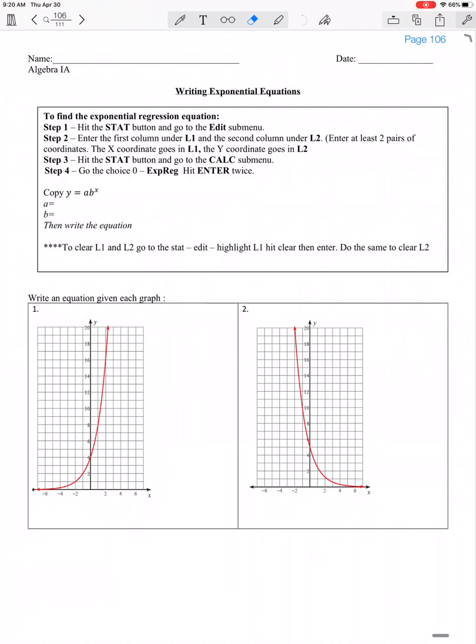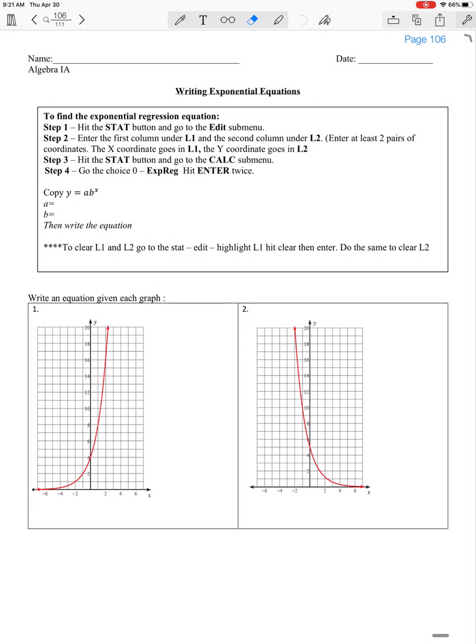Today we're going to be writing exponential equations. Yesterday you learned what the equation of an exponential looked like, and you also learned what the graph of an exponential equation looks like. So when we're given a graph that's an exponential and they ask us to write the equation, it's not that bad because we have our calculators to really do the work for us.